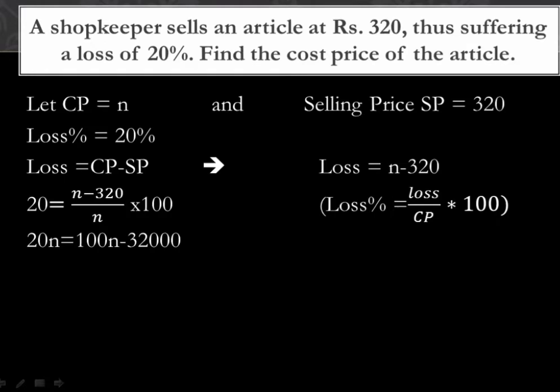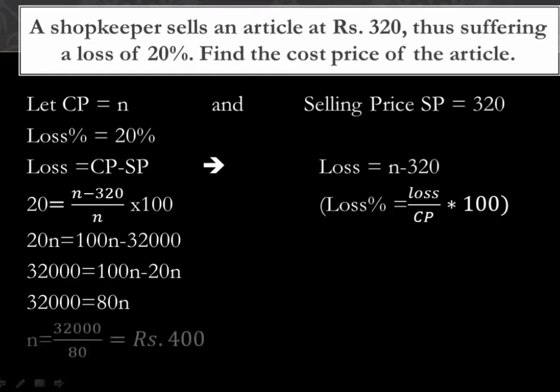32,000. Okay. Now I am taking this 32,000 on this side and 20N on this side. So I will get this 32,000 becomes positive and this 20N becomes negative. So I will get this. Now 100N minus 20N can be written as 80N. Now to calculate N, I need to divide with 80. So dividing it with 80, I will get N equals to 32,000 upon 80, that is 400.